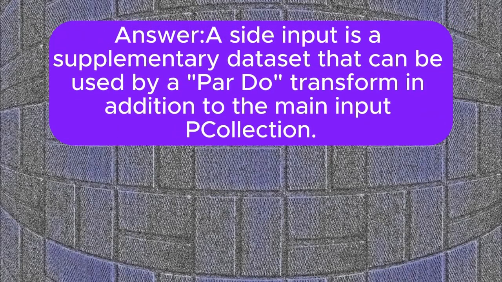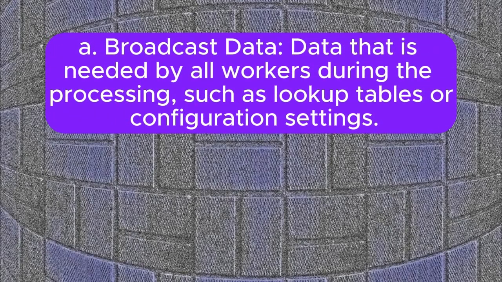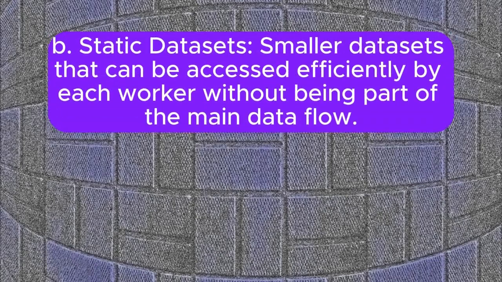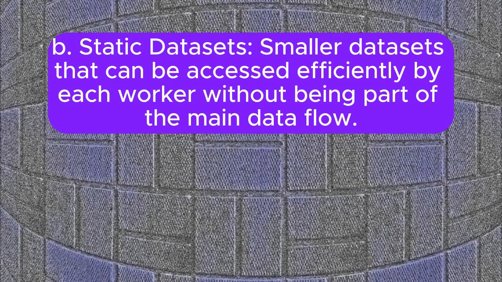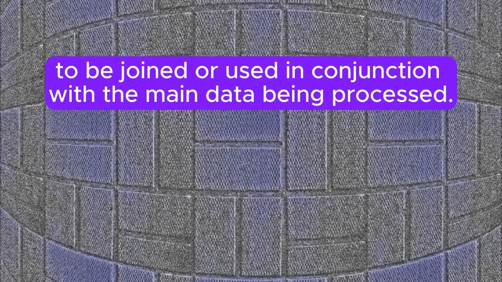Answer: A side input is a supplementary dataset that can be used by a ParDo transform in addition to the main input PCollection. Side inputs are typically used for A. Broadcast data, data that is needed by all workers during the processing, such as lookup tables or configuration settings. B. Static datasets, smaller datasets that can be accessed efficiently by each worker without being part of the main dataflow. Side inputs enable more complex data processing patterns where additional, smaller datasets need to be joined or used in conjunction with the main data being processed.